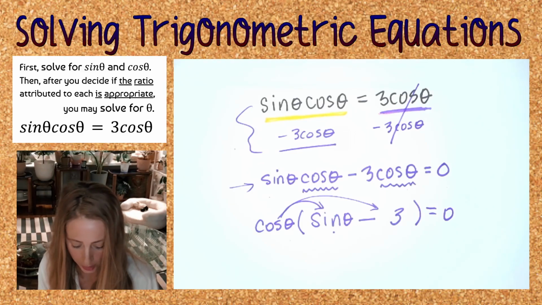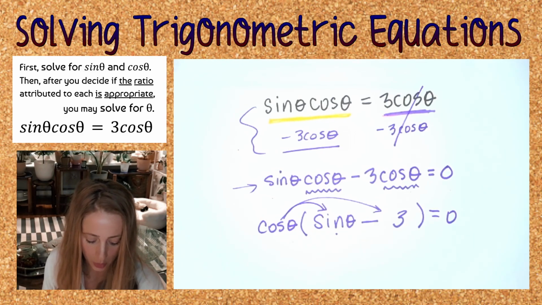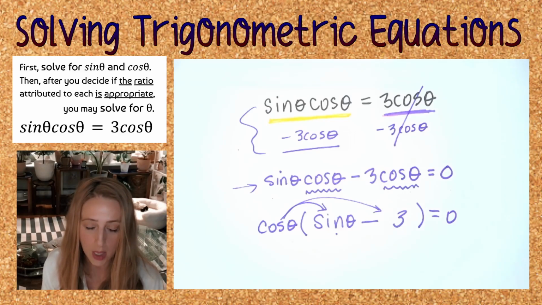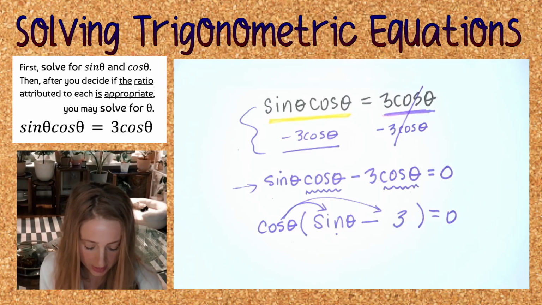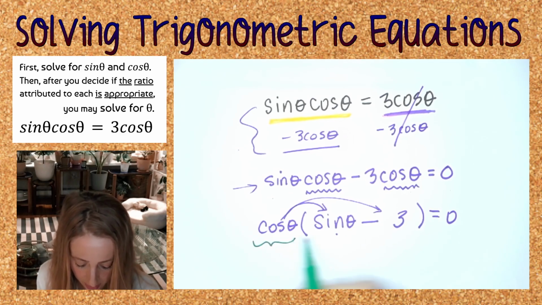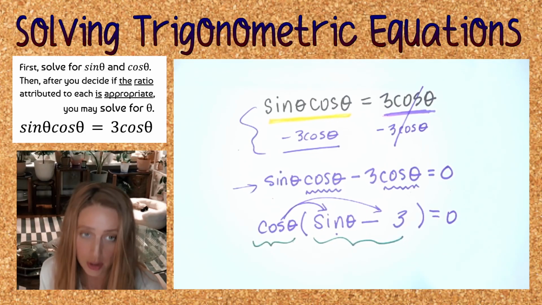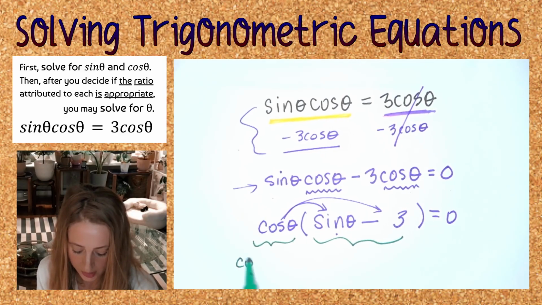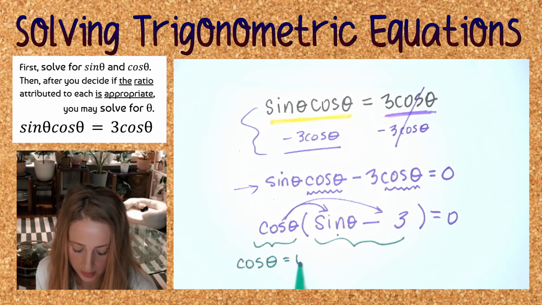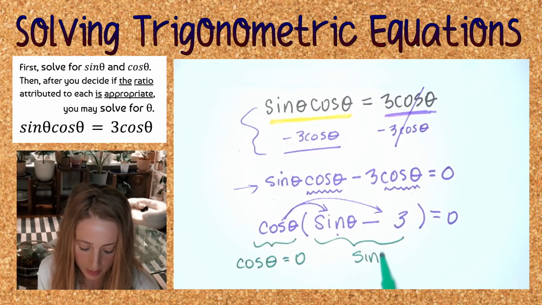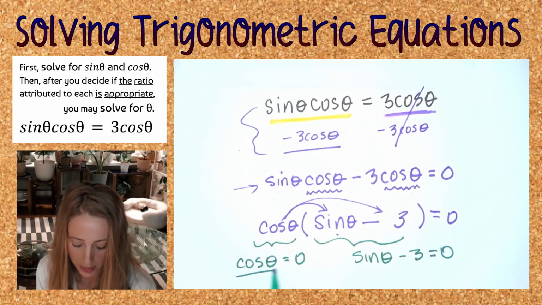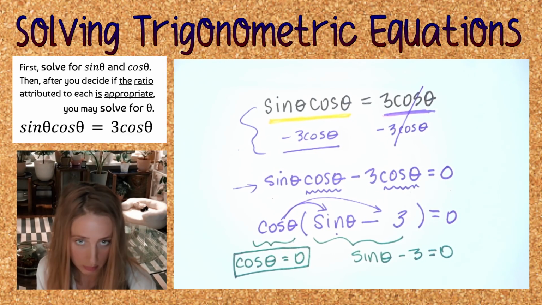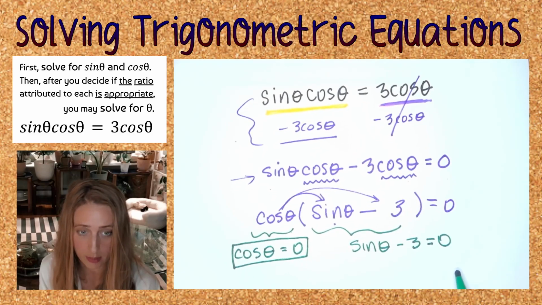All right. Now what do? It's factored. When the powers are 1, you're probably done factoring. So where do I go? I'm going to set each factor equal to 0. So this is a factor and this is a factor. So you'll get cosine theta equals 0, and you'll get sine theta minus 3 equals 0. This one is done. Part 1 is done.